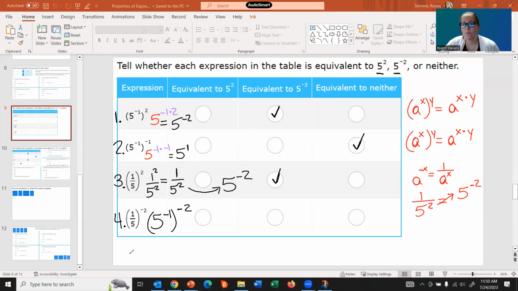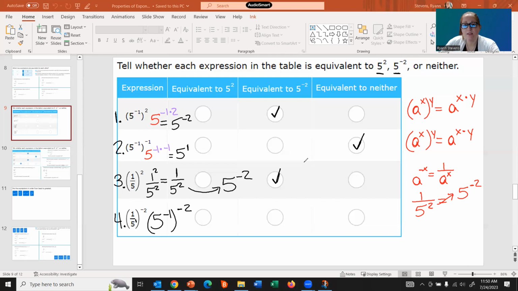And so the reason why we could do that is because we had a +1, and in order to bring that to the numerator, we would change it from a positive to a negative. This is kind of an easier way to write it, especially in this circumstance, where we can then use the power of a power rule in order to figure out what it is equivalent to.